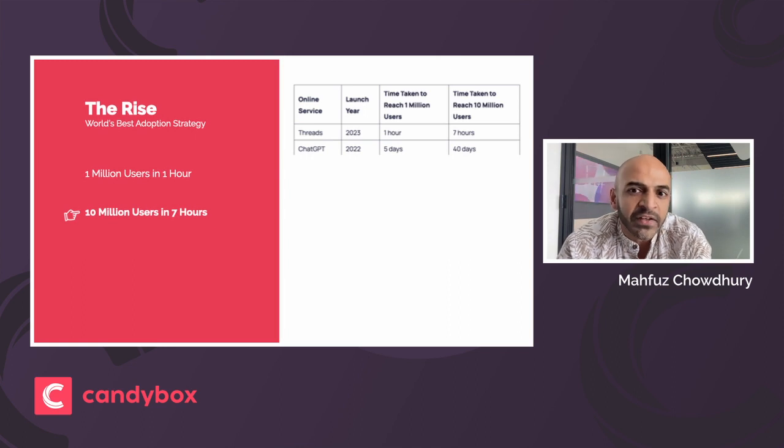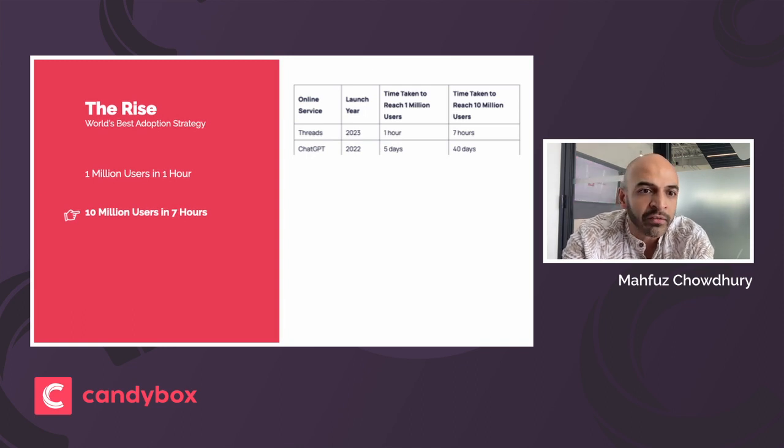But look at the significance in how fast Threads grew. You know, ChatGPT came in rolling, and in 5 days, which is incredible, they generated 1 million users, but Threads was able to achieve that in 1 single hour. When ChatGPT did it in 40 days with 10 million users, Threads did it in 7 hours. So there is no doubt that there was a major conversation happening.